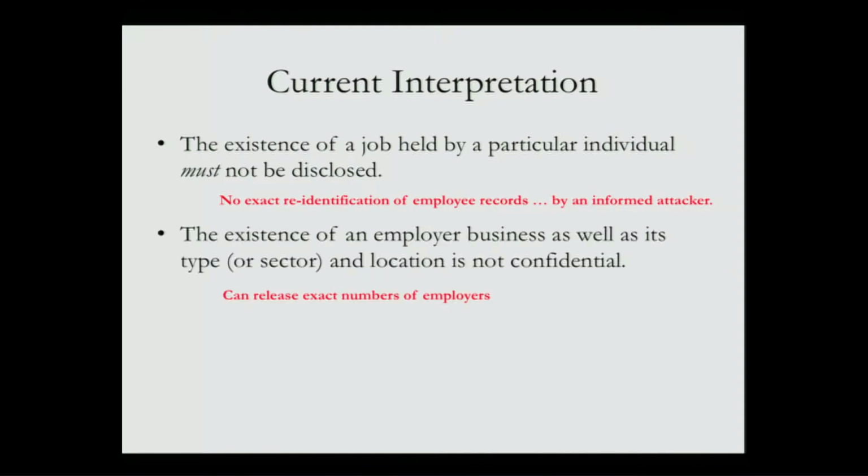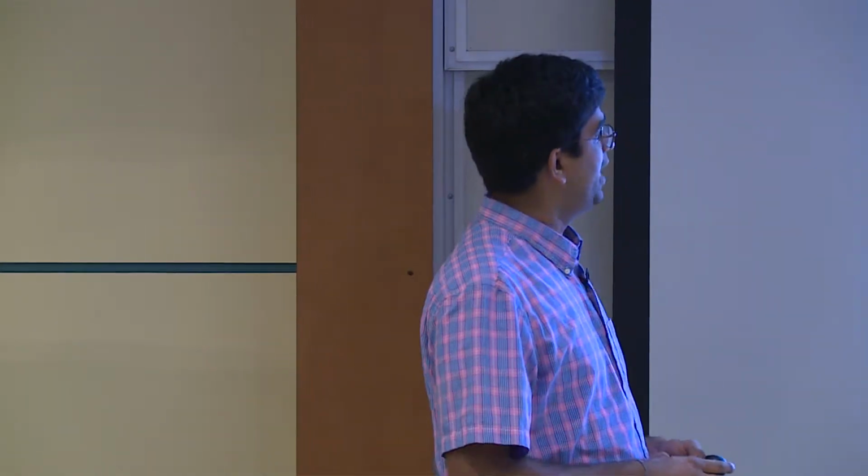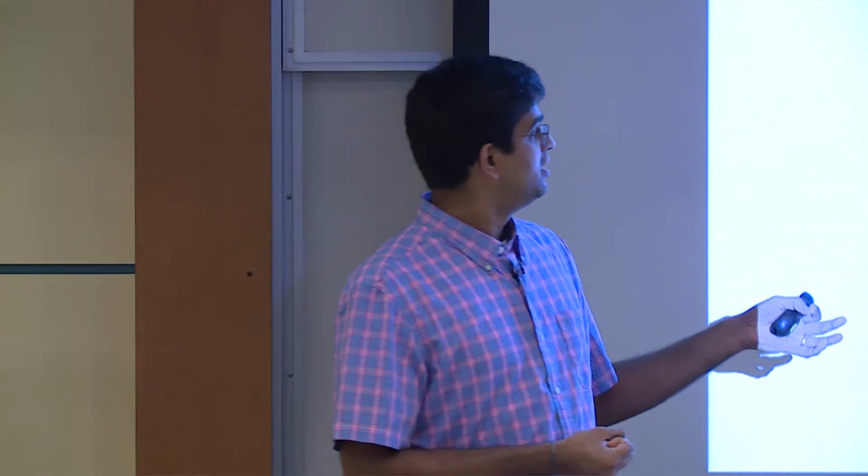And you should be able to guard against informed attackers. Like, for example, a coworker in your business, in your company should not be able to tell something about you or your attributes. The existence of actual employer businesses as well as its types are not confidential, because essentially they had a census of businesses, which means they knew exactly every business. And these businesses sort of had physical locations. So therefore, the fact that it's there, you can just go there and check it is there. So you don't need to protect that.